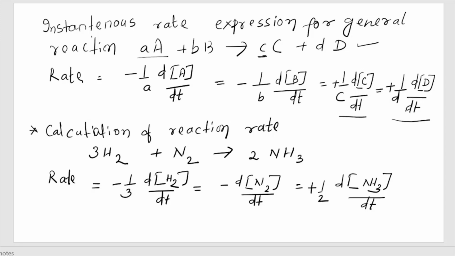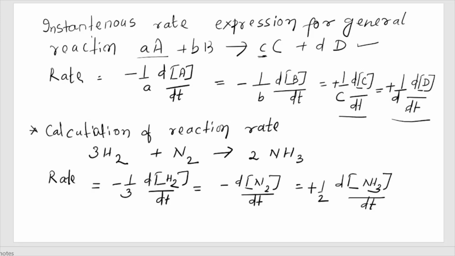Now here, moles of small a, and if that mole is indicated, you should write in the rate 1 by that mole. Suppose capital A is a reactant, and small a is the mole. Then for the calculation of reaction rate, see, this is the general expression.